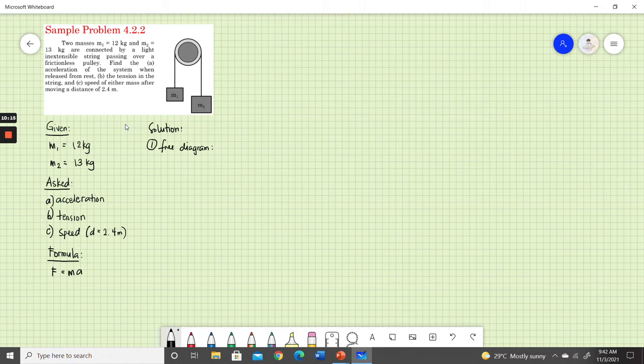So this picture right here is the entire system, the pulley and the masses. If you want to create a free body diagram, we can separate the parts of this entire system. Since the pulley is frictionless, the mass of the pulley is basically non-existent, so we can just remove that because it doesn't have a mass. So we are only left with our mass 1 and our mass 2. So we can draw two masses. Okay, and this is our mass 1 and this is our mass 2.